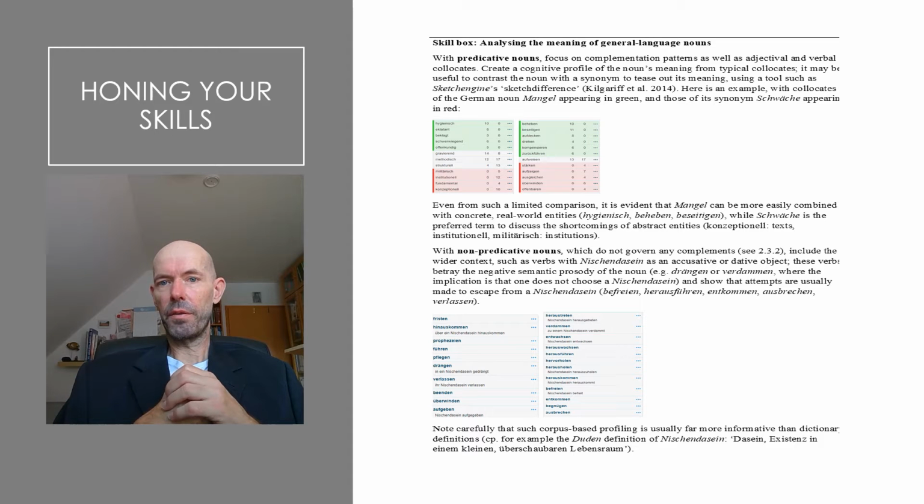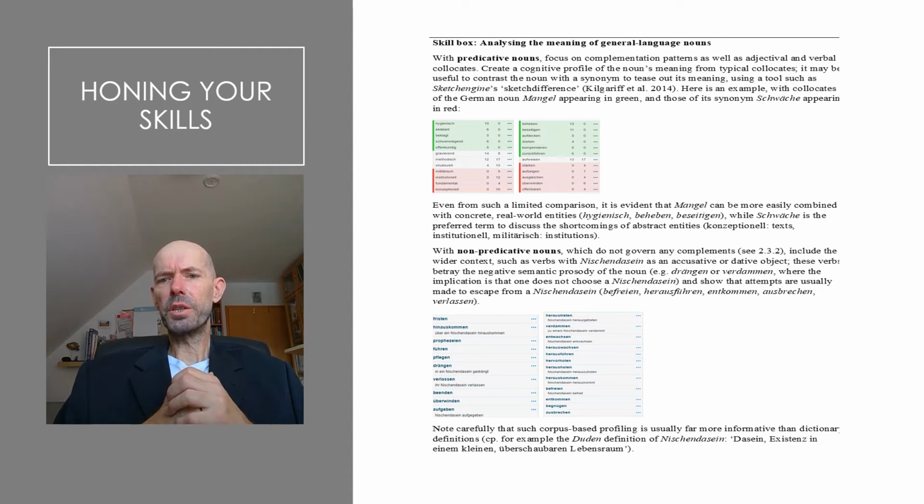Here's an example with collocates of the German noun Mangel appearing in green and those of its synonym Schwäche appearing in red. And even from such a limited comparison, it's evident that Mangel can be more easily combined with concrete real-world entities. So we have hygienischer Mangel, ein Mangel beheben, ein Mangel beseitigen, while Schwäche is the preferred term to discuss the shortcomings of abstract entities. So konzeptionelle Schwäche, institutionelle Schwäche, militärische Schwäche.